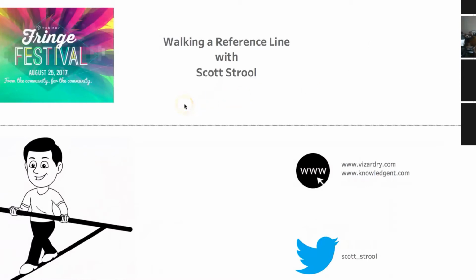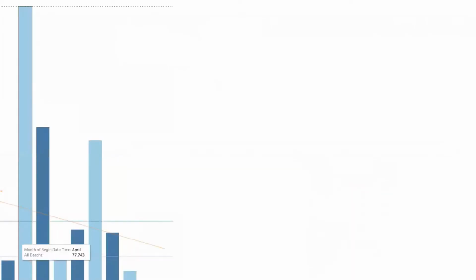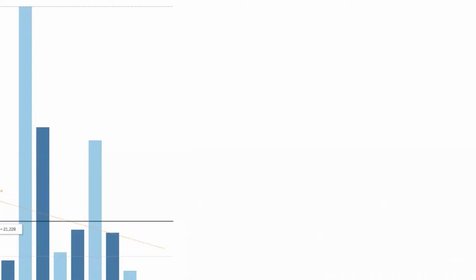So like we said, we're talking about reference lines today. Reference lines, as a little refresher, are those nice little lines that you can put on your bar charts or line charts that basically provide another aggregation level to your visualizations. You can specify what type of calculation you'd like to have. So we have average and median, a minimum, and up here is a maximum.